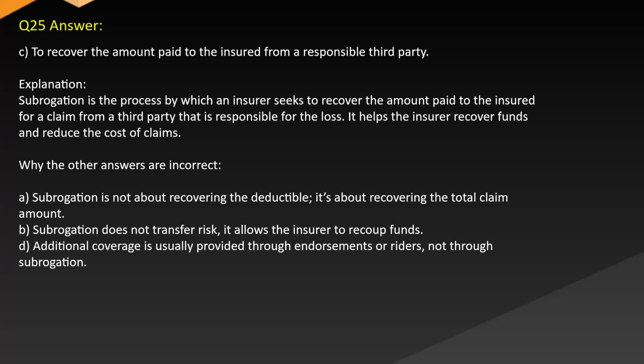Answer. C. To recover the amount paid to the insured from a responsible third party. Explanation. Subrogation is the process by which an insurer seeks to recover the amount paid to the insured for a claim from a third party that is responsible for the loss. It helps the insurer recover funds and reduce the cost of claims.